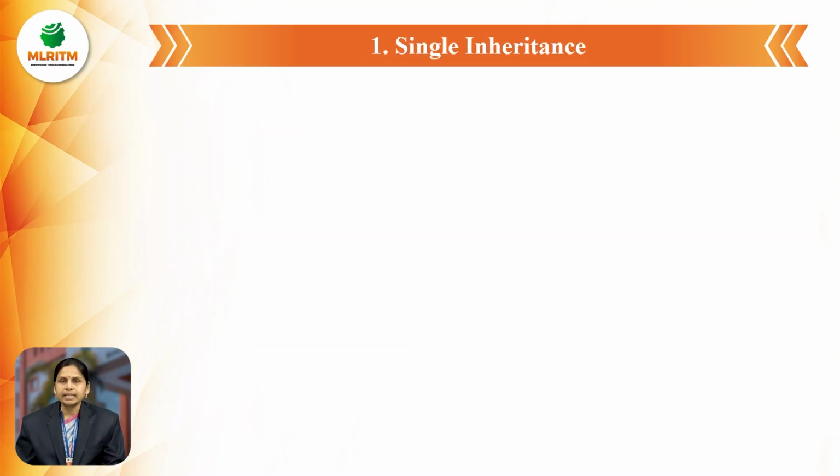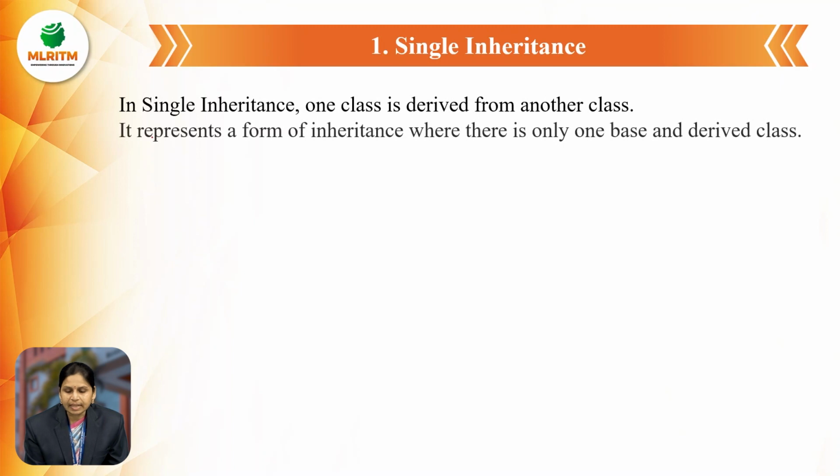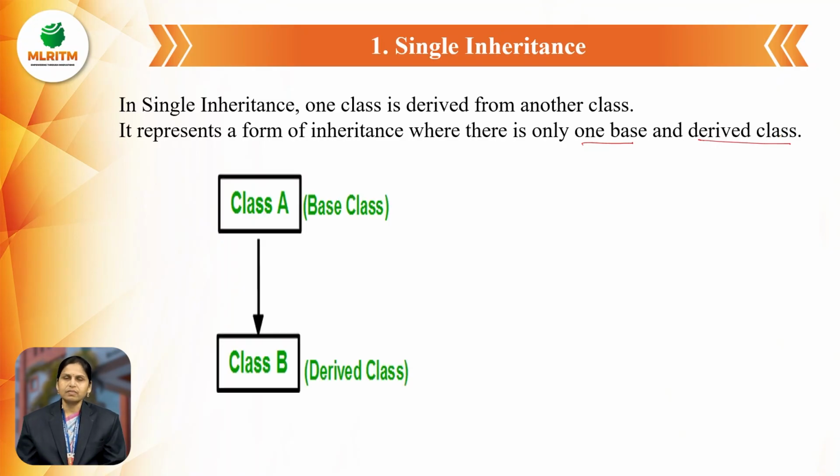The first one, single inheritance. Single means 1. Here, the base class is 1 and the child class is 1. In single inheritance, one class is derived from another class. Here, the parent and child should be 1 and 1. It represents a form of inheritance where there is only one base class and one derived class. Okay. So when we use one base class and one derived class, one parent and one child, then it is called single inheritance.